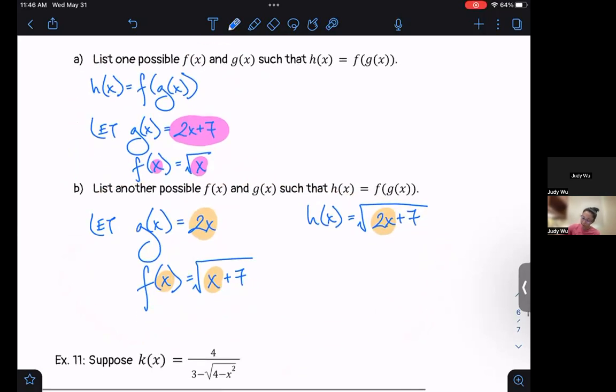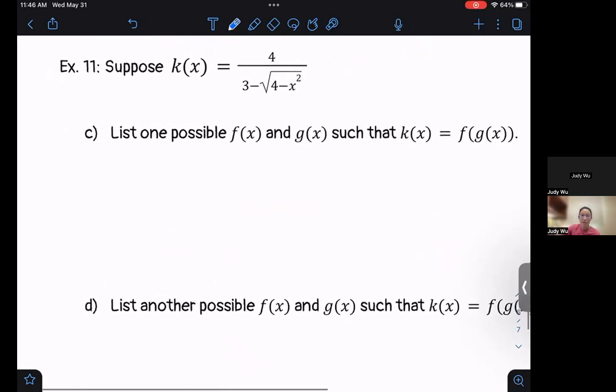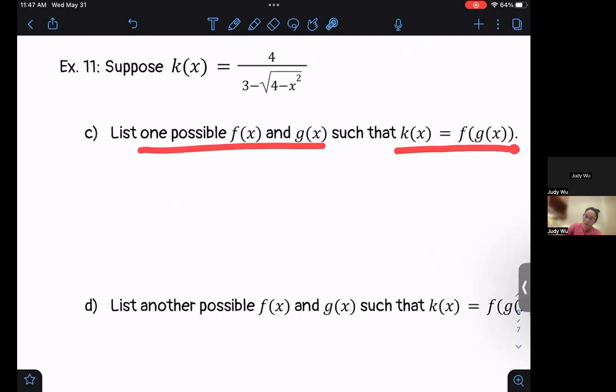All right, we've got one more example like this. So suppose k of x equals 4 over 3 minus 4 minus x squared, that second part in a square root, okay? Now we want to do the same thing. List one possible f and g such that when I compose g and f, I get k of x. All right. So let's see what we could do.